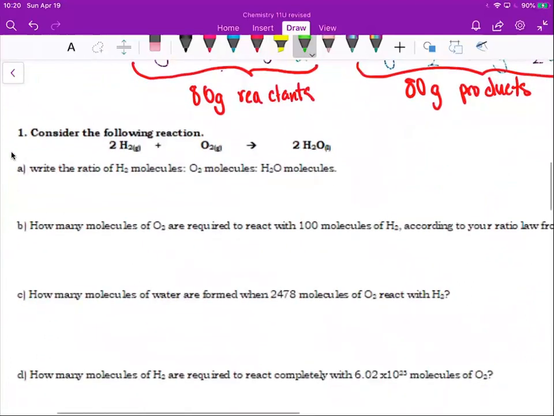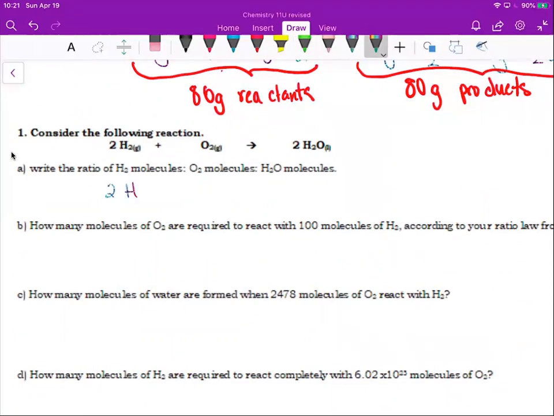So let's have a look at an example. So we have the production of water from hydrogen and oxygen. It says, write the ratio of hydrogen molecules to oxygen molecules to water molecules.